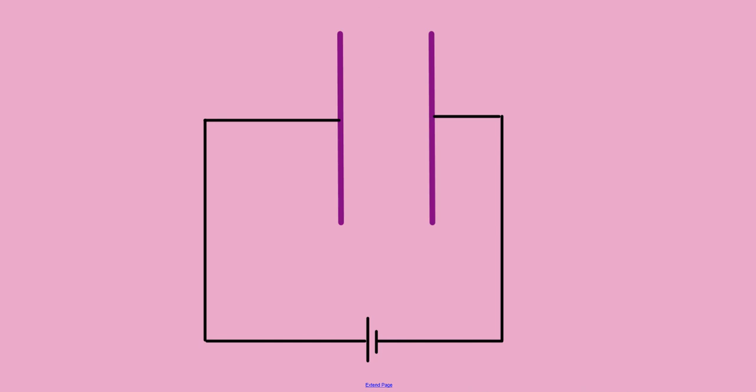The other thing that appears in this diagram is the symbol for a battery. That's this symbol at the bottom here, one long line and one short line. And just a reminder, that long line is the positive side of my battery, and the short line is always the negative side of my battery.